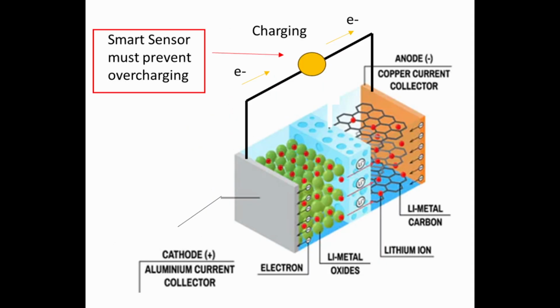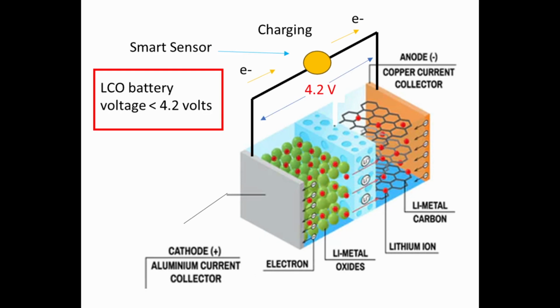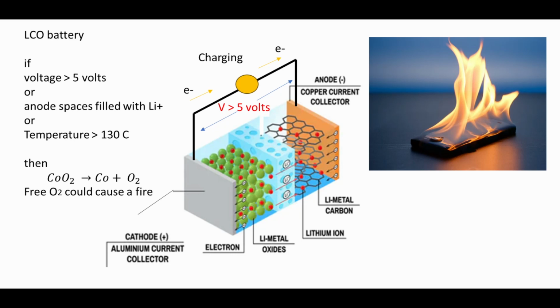The charger must have a smart sensor to prevent overcharging. The voltage across an LCO battery is usually less than 4.2 volts. If the charging exceeds 5 volts and the anode spaces become filled with lithium, or if the battery temperatures exceed 130 degrees Celsius, the cobalt oxide could release oxygen. The free oxygen could begin a combustion reaction with the flammable electrolyte and cause a fire.